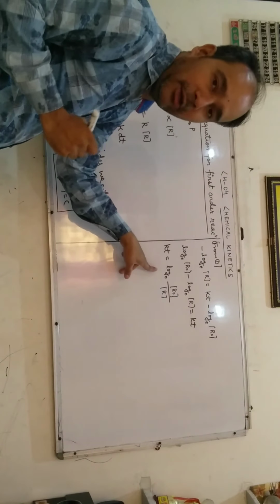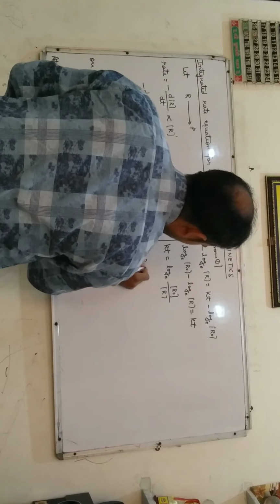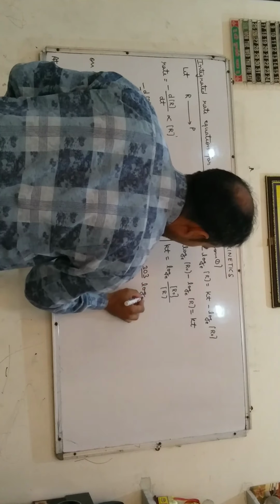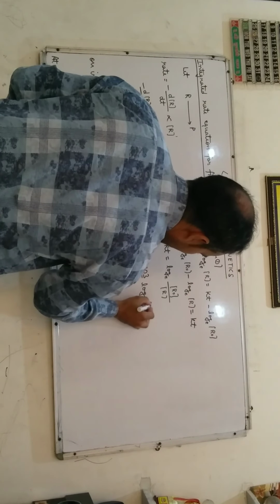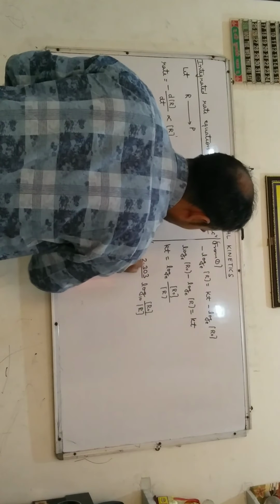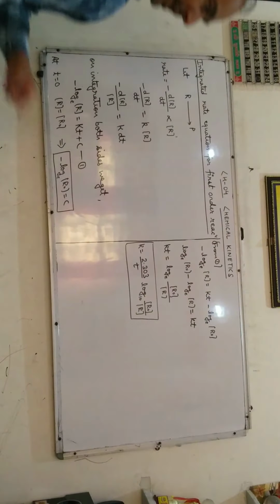Now we are converting log base e to log base 10 by multiplying it with 2.303. Thus we have a relationship k is equal to 2.303 upon t log base 10 initial upon final. That is the relationship between the k and t for first order reaction.